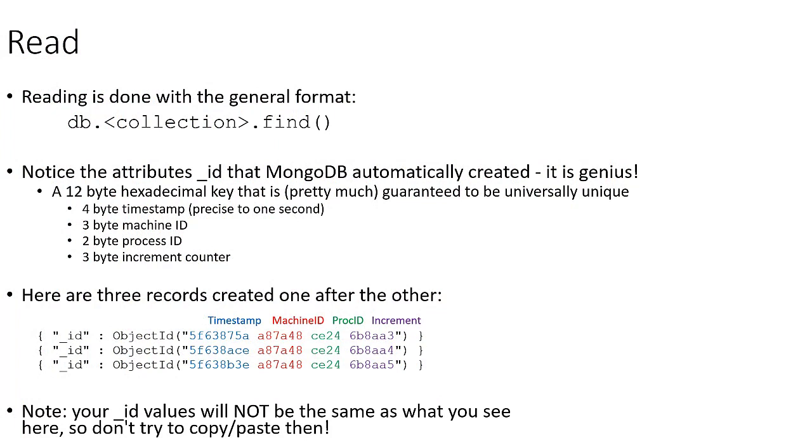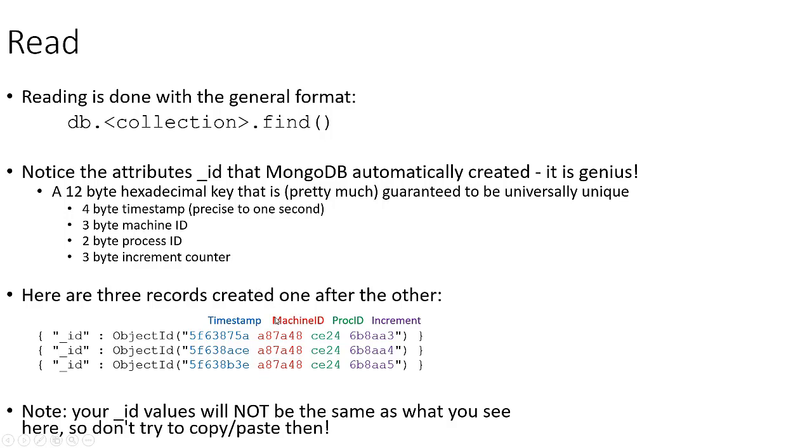One thing I want to point out about this ID that has been automatically created for our documents is that this is a really ingenious approach that MongoDB has taken. Mongo automatically creates a 12-byte hexadecimal key that is pretty much guaranteed to be universally unique. The first 4 bytes, or the first 8 characters of this ID, is a timestamp, which is precise down to 1 second. This is based on the Unix epoch, which we've talked about in some previous lectures. Then a 5-byte semi-random value, which is made up of some information about the machine ID and the process ID, and then a 3-byte increment, which starts at some random seed.